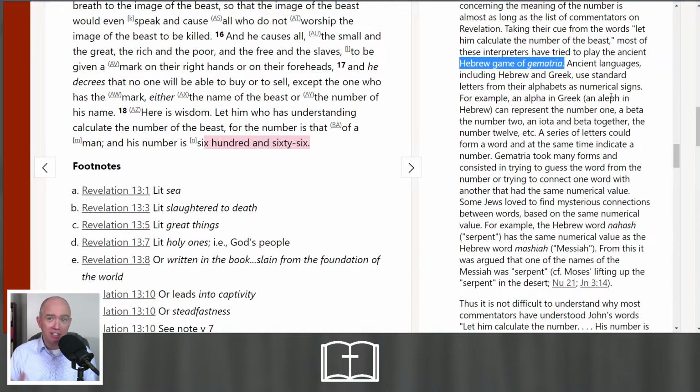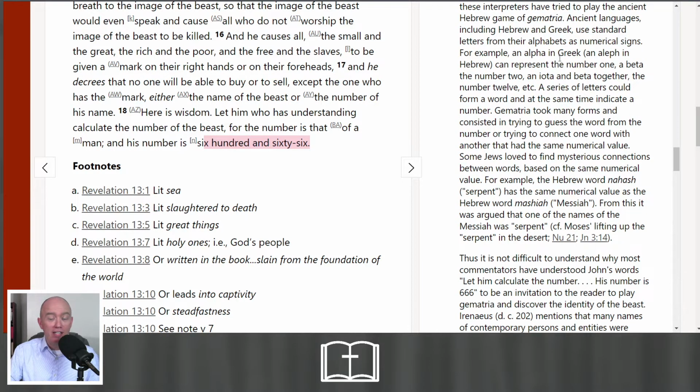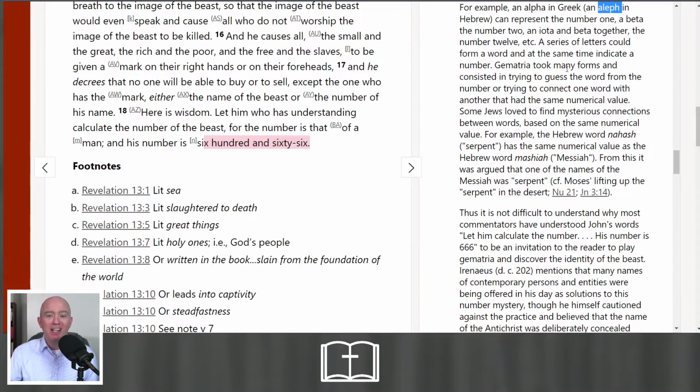And it's not just Hebrew, it's all kinds of languages would use that kind of alphabets and numeric system to say stuff. And here we have an example, like number 1 could be alpha in Greek or aleph in Hebrew. So that could be a letter. In English would be A. And so there's been a lot of ways to kind of get what these three numbers, 666, could mean.